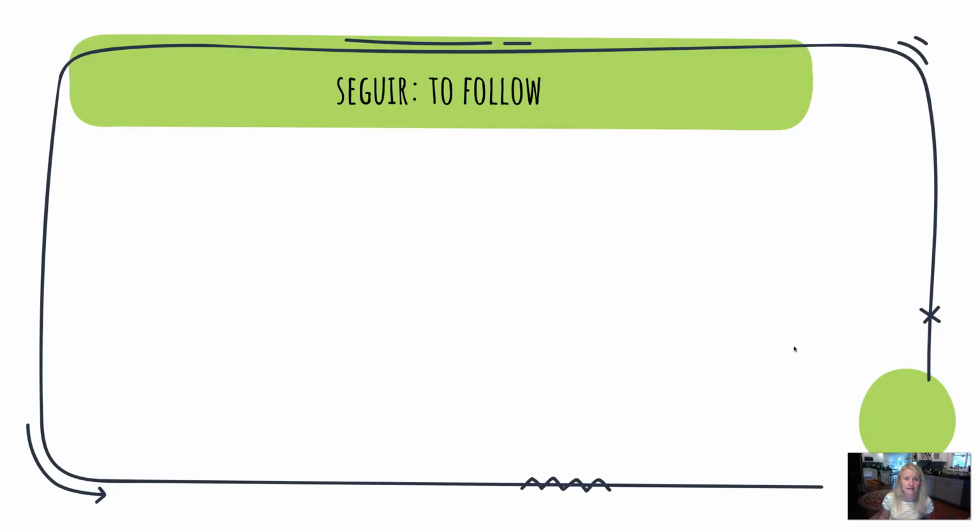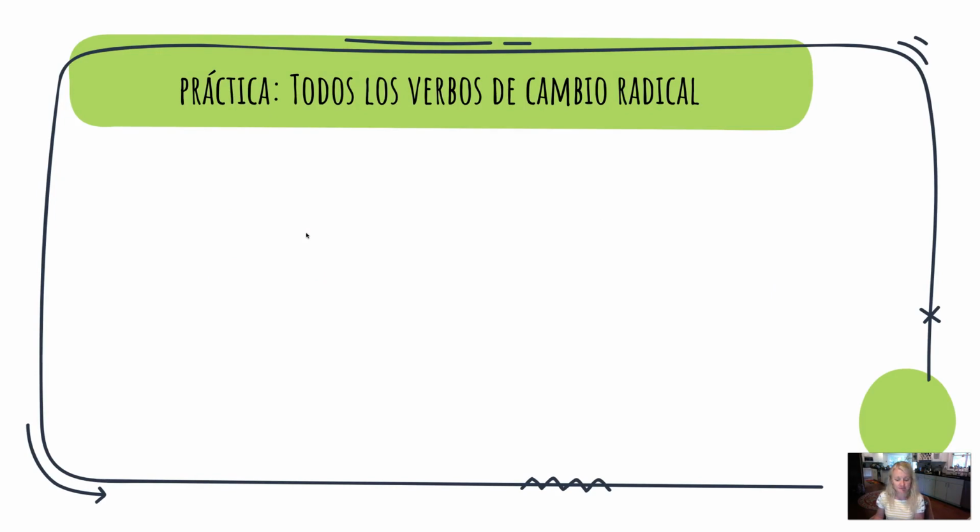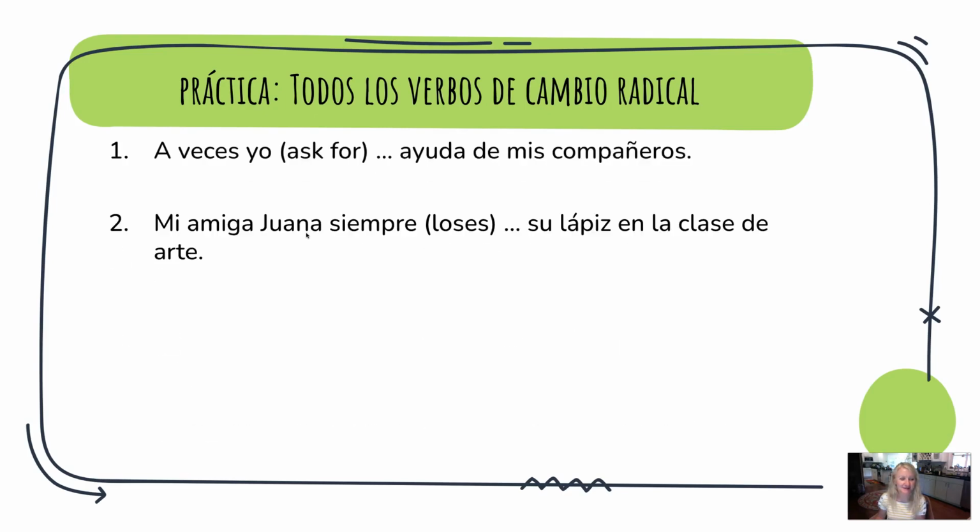Bien. I did want to show you seguir because it's got a little something special going on. It changes E to I throughout the boot, like I mentioned before, but there's no U in the yo form. There's no need to get into why at this point, but just be aware that the yo form is just sigo, S-I-G-O. There's no U involved in there. Bien? Vale.